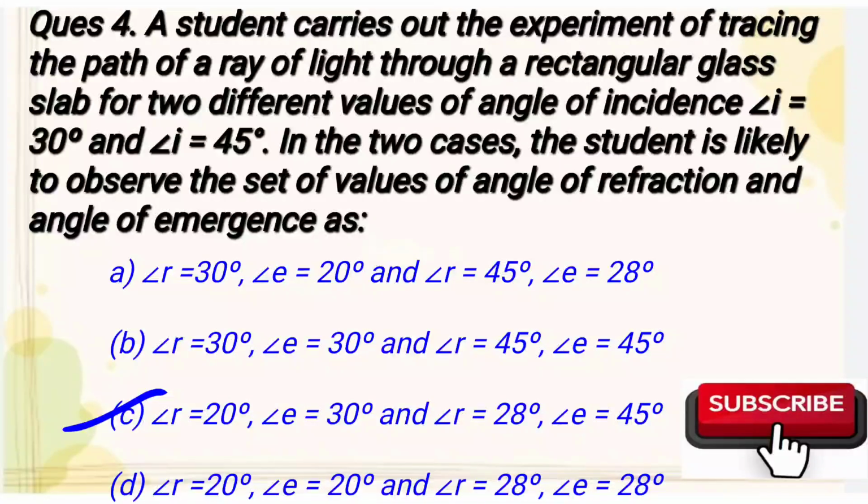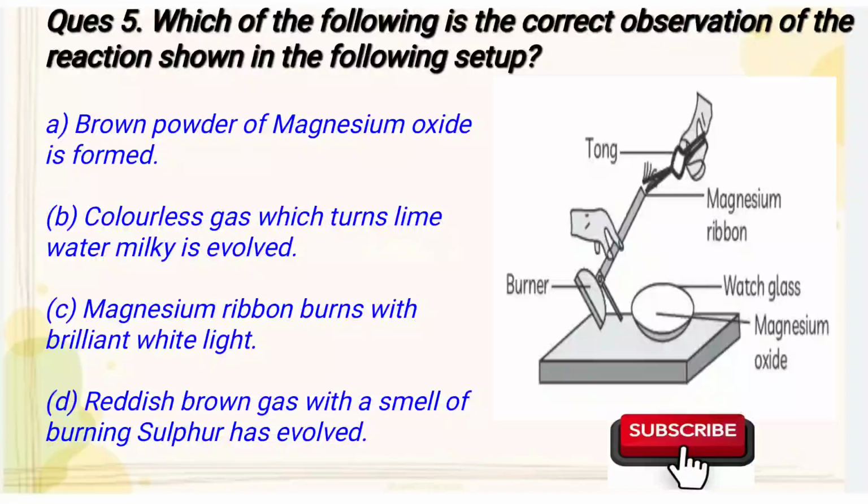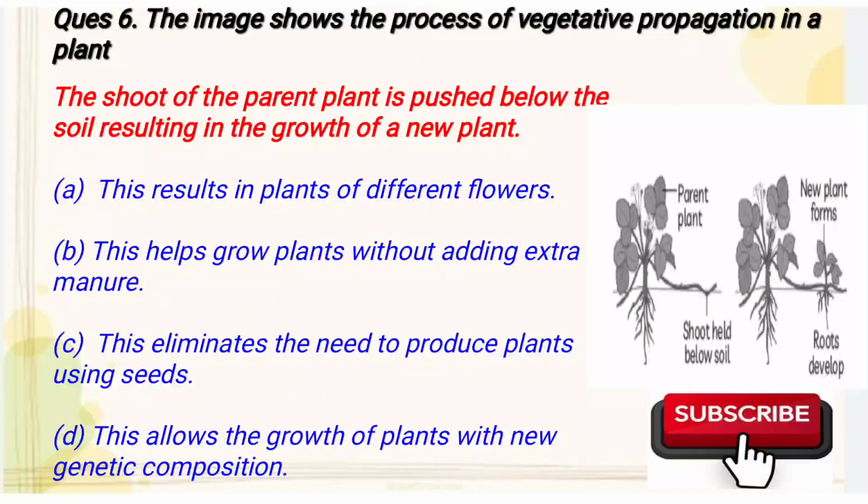Which of the following is the correct observation of the reaction showing in the following setup? Option C, magnesium ribbon burns with brilliant white light.